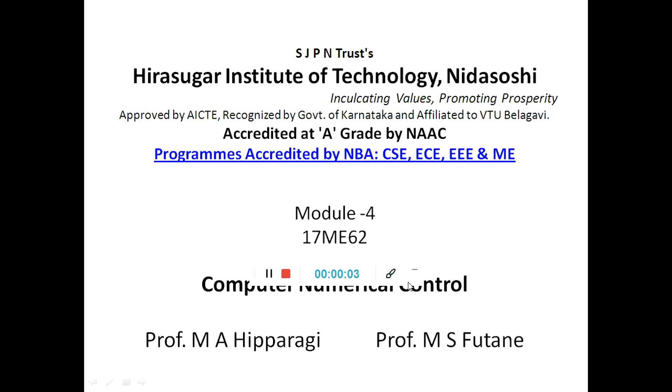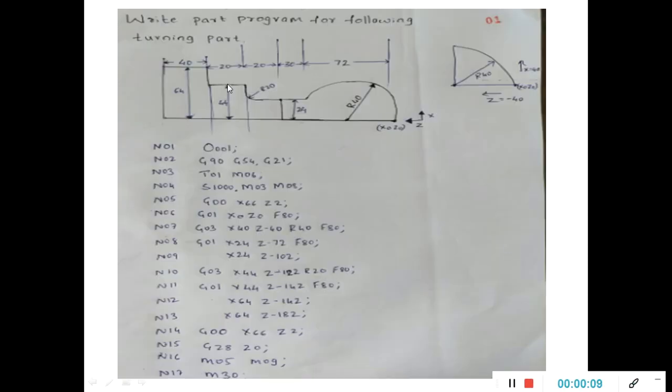Hello students, the continued part of module number 4. Here we'll start with the last way of writing the program, for the turning part. In the last two videos we came across writing the part program for drilling operation and for milling operation. Now the last bit of this CNC part programming is the part program for the turning part.